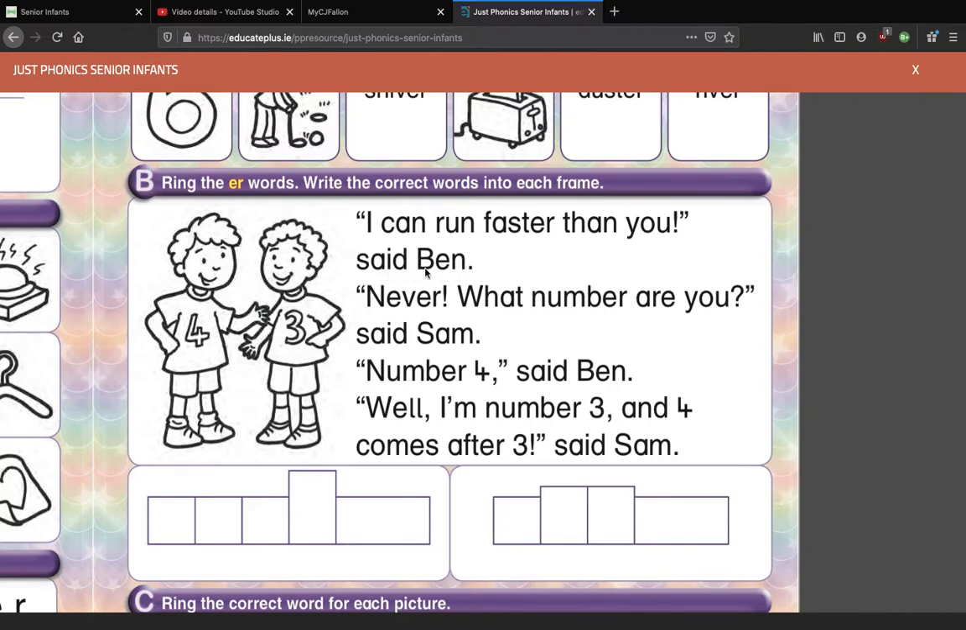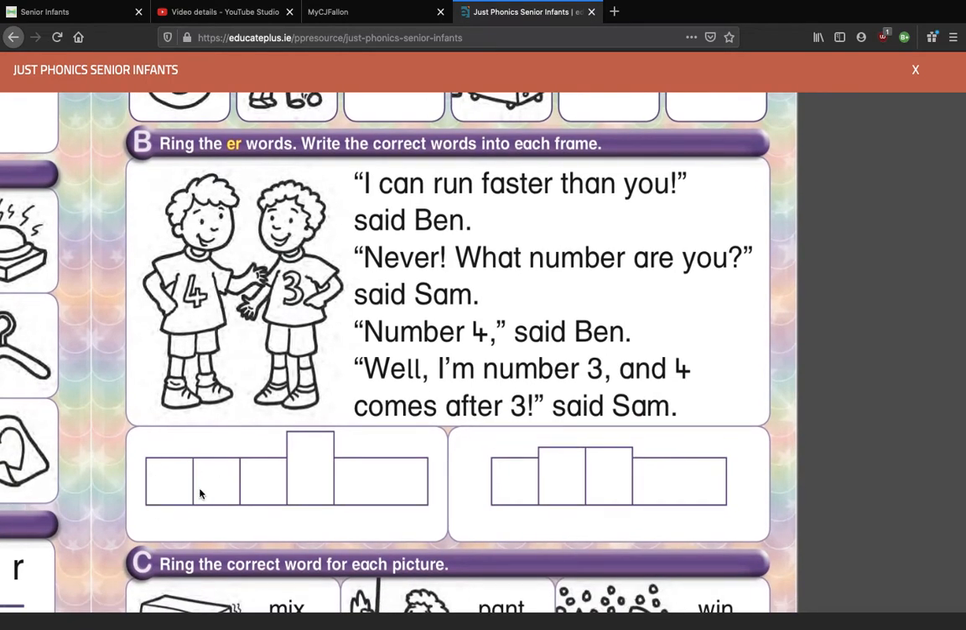Said Ben. Take your time with this. This is tough. There's a lot of reading here, and try to find the words then when you read it. The really tricky part, though, I'm afraid, comes with the frames. You remember these frames? They are pretty tough because you have to try and figure out what fits in where, and not all words will fit into these frames.